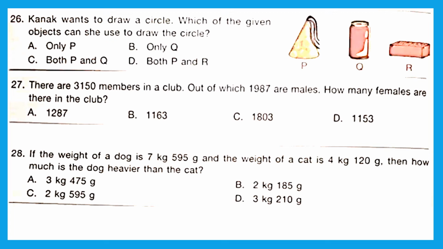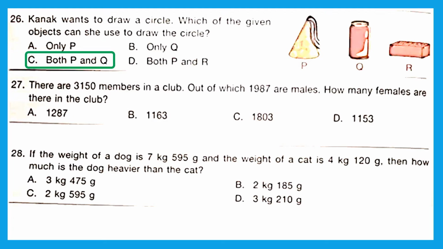Question 26. Kanak wants to draw a circle. Which of the given objects can she use to draw the circle? Now these all are 3D objects. And we can see that cone also has a circle in the base, and cylinder is also having the circle in the base. But the brick does not have that. So we can make circles from P and Q both. Option C is the right answer.